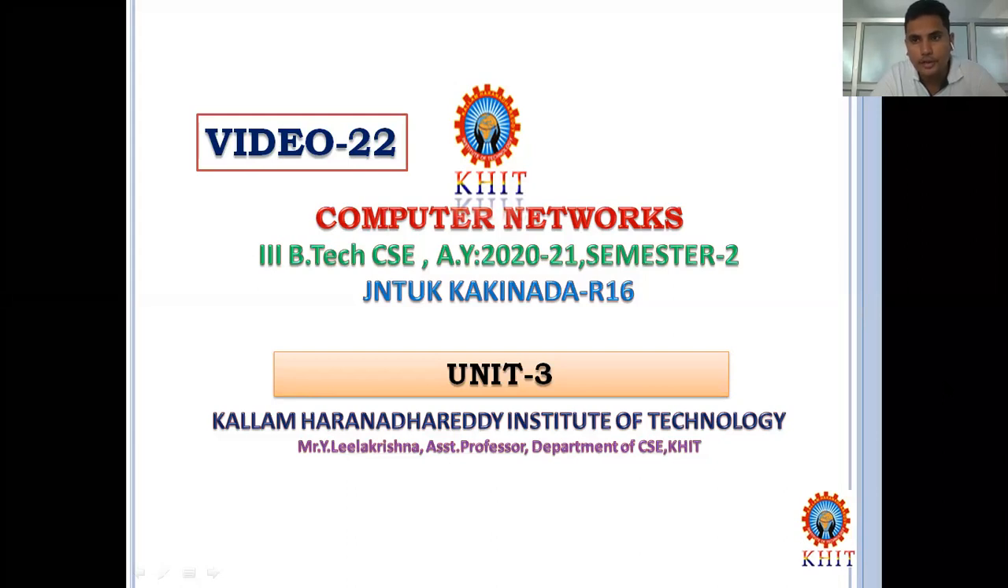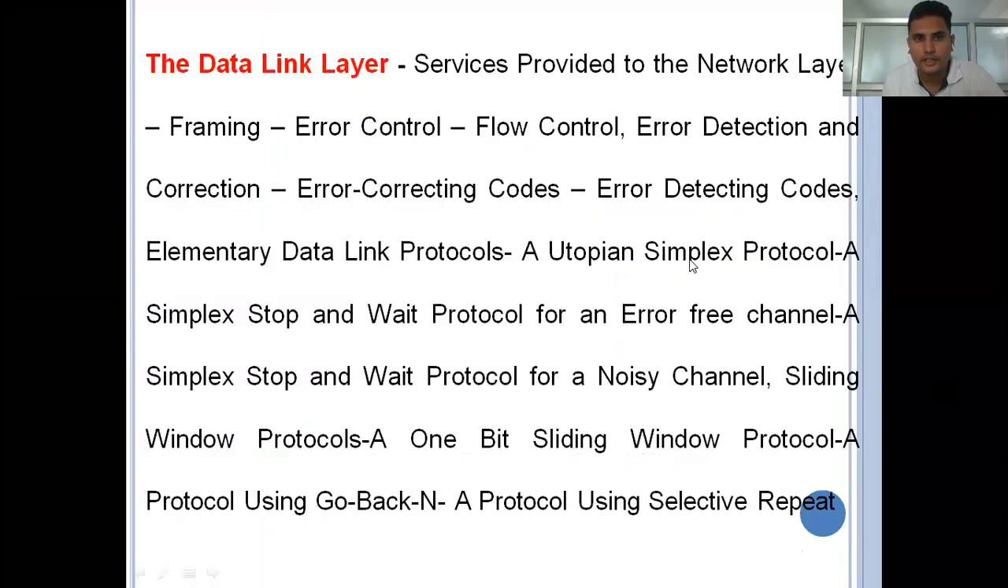Today is video number 22, which belongs to unit number 3, the data link layer. This is mostly the last part of unit 3. Up to now in the data link layer, we covered the major responsibilities of the data link layer: services provided to the network layer, framing, error control, and flow control. These topics we covered in the past week.